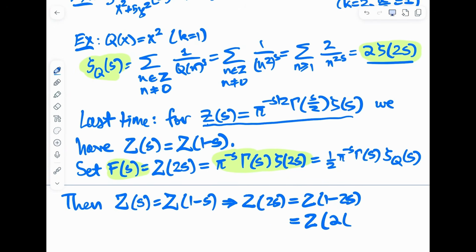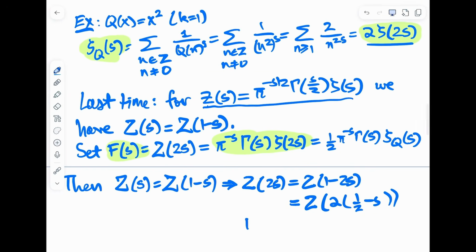You're good at algebra, right? Fill in the blank. Huh? Yeah, 1/2 minus s. Okay, so what we get then is f of s is f of 1/2 minus s.